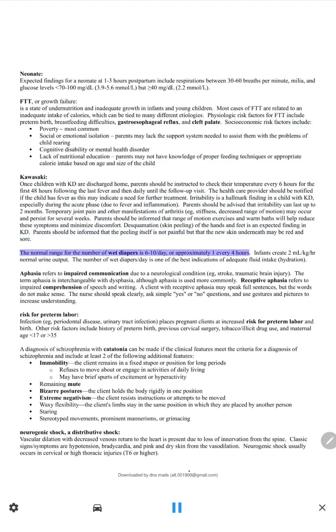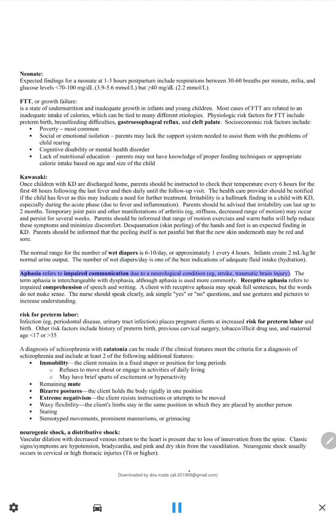The normal range for the number of wet diapers is 6 to 10 per day, or approximately 1 every 4 hours. Infants create 2 mL/kg/hr normal urine output. The number of wet diapers per day is one of the best indications of adequate fluid intake (hydration).